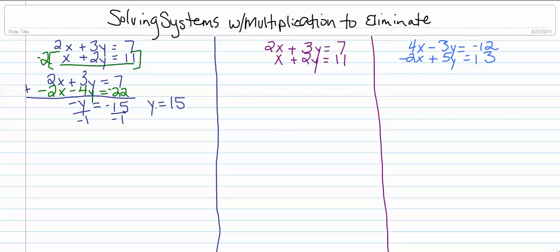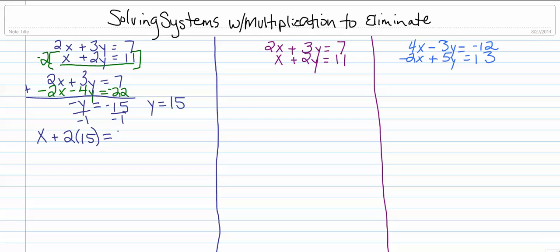Okay, so now that I know what y is, I can go back to either one of these original two equations and solve for x. I'm going to go with the second equation, the one that's underlined in green, only because there's no number in front of the x. So that's going to make it one less step for solving. So I'm doing x plus 2 times y. We just found out that y is equal to 15 for this system. And the equation says that this is equal to 11.